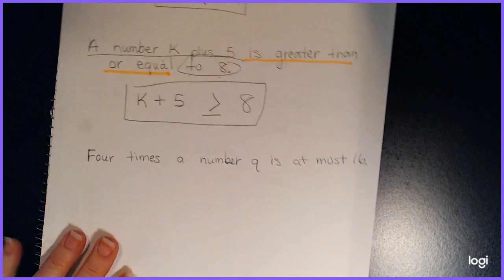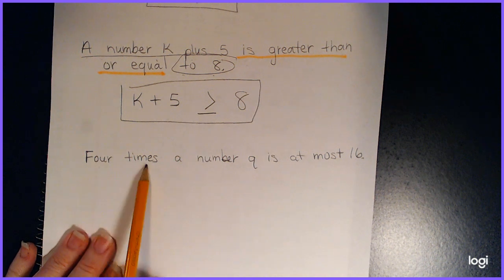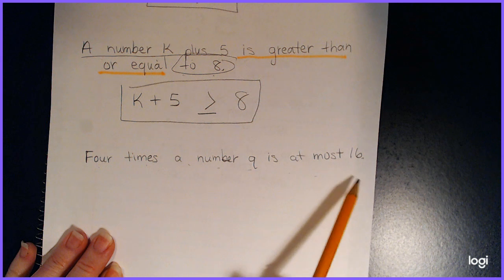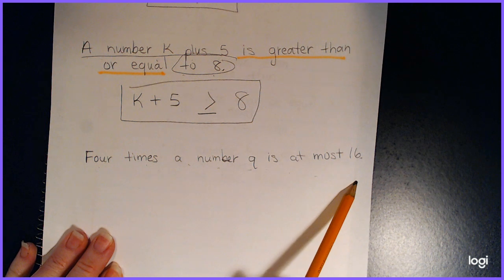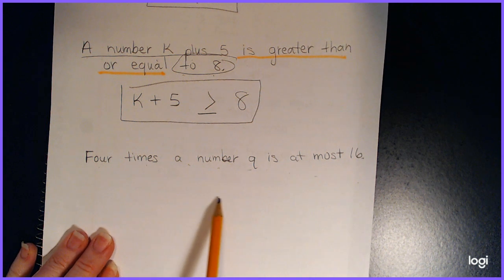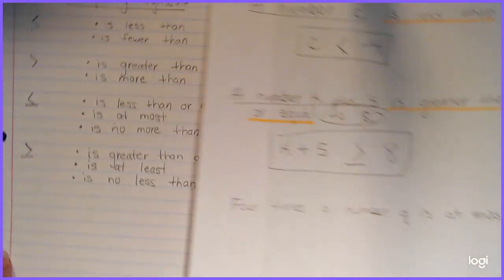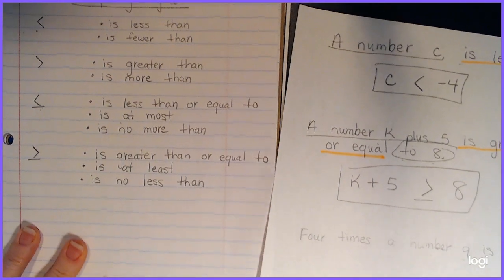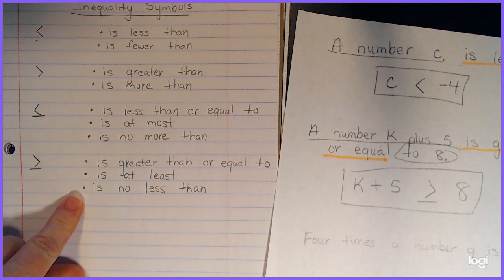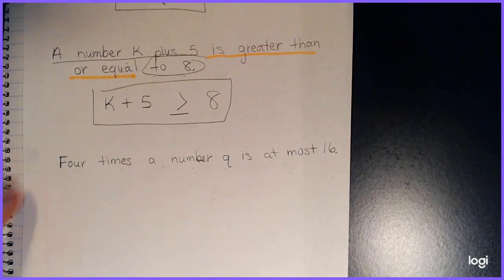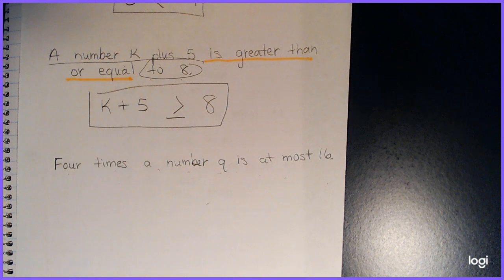All right, so here's my phrase. 4 times a number Q is at most 16. All right, what I'd like for you to do is I'd like for you to see if you can write the inequality. Look here at our phrases and see if you can find the one that matches with what's in our sentence. You've got these in front of you. The phrase is 4 times the number q is at most 16.